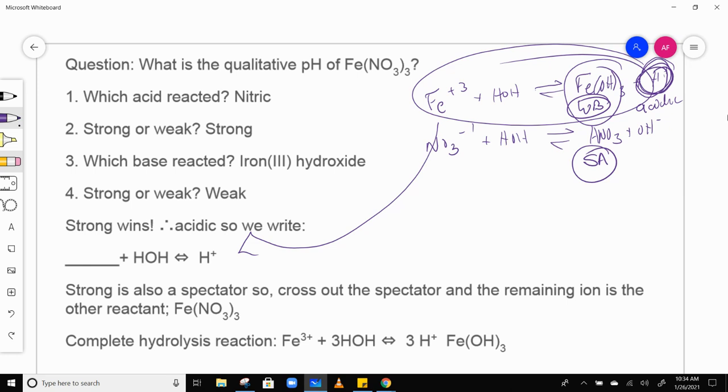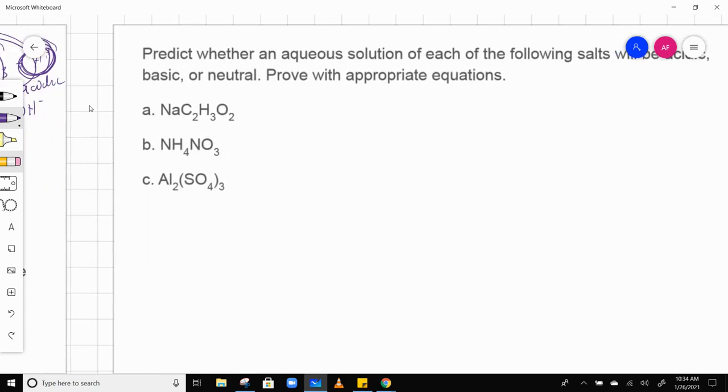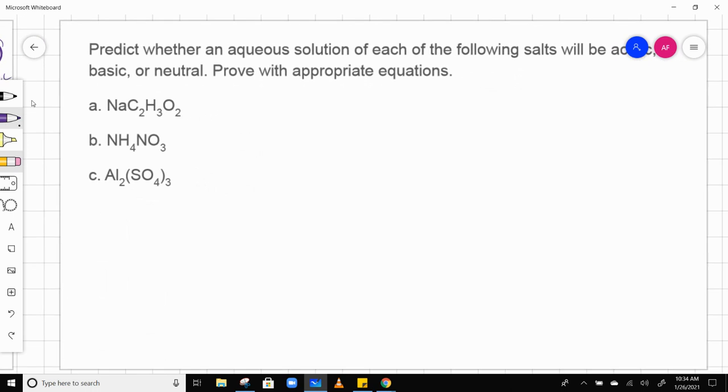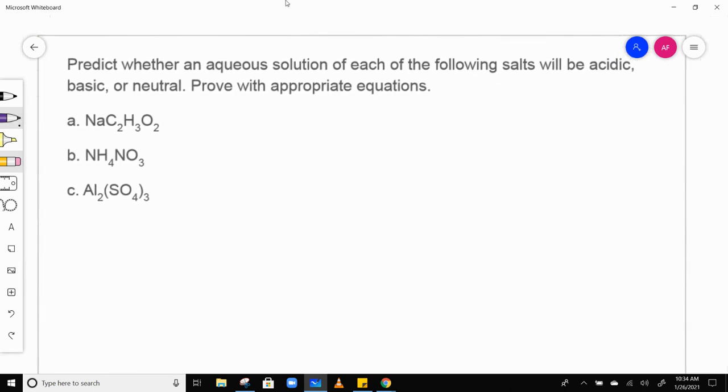Okay, take a second, try these ones. Tell me, acidic, basic, or neutral? And show the appropriate equations.